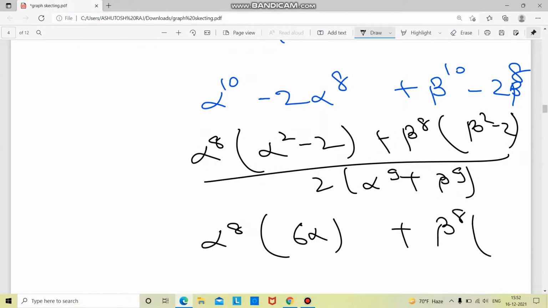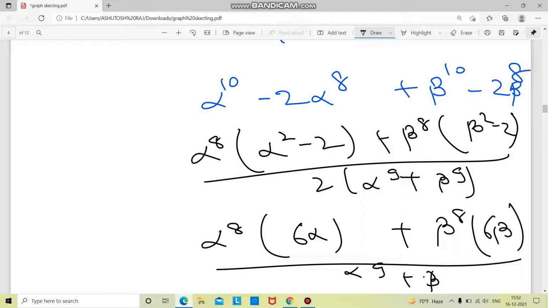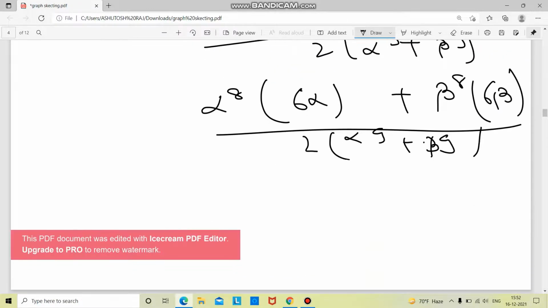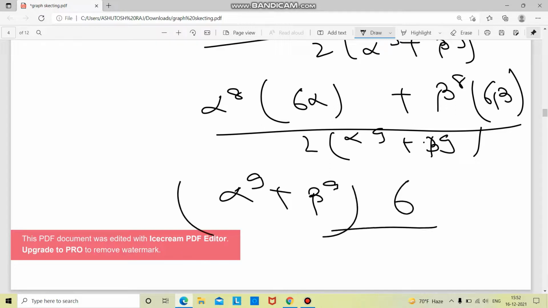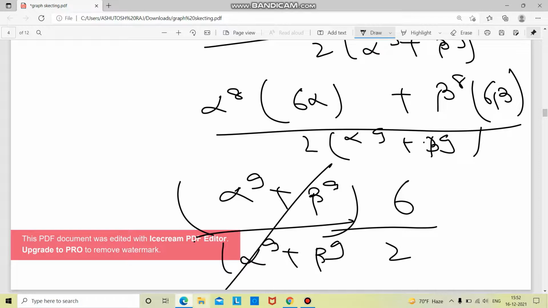Now we can solve this. We get 6 times (alpha to the power 9 plus beta to the power 9) by 2 times (alpha to the power 9 plus beta to the power 9). This will get cancelled, and the answer will be 3. Now we will take one more question.